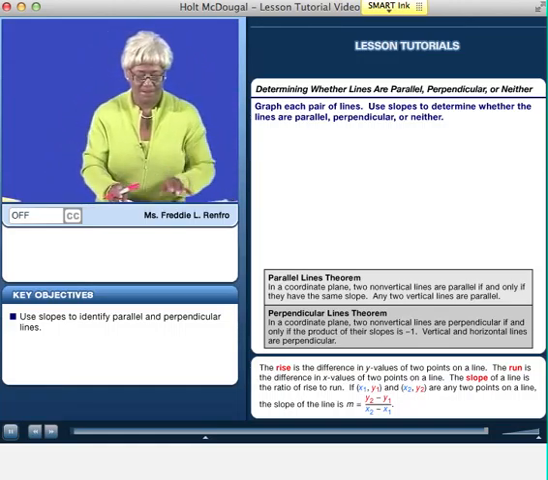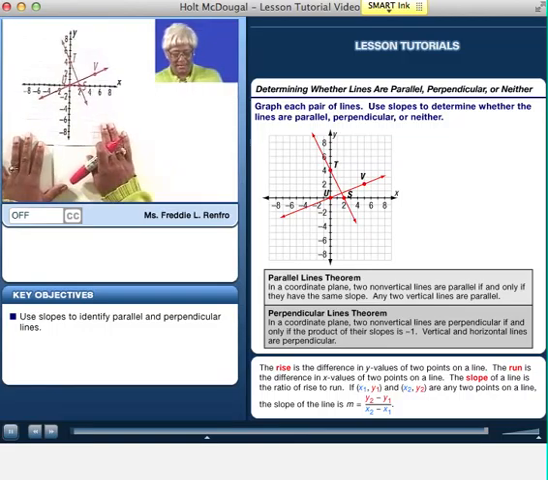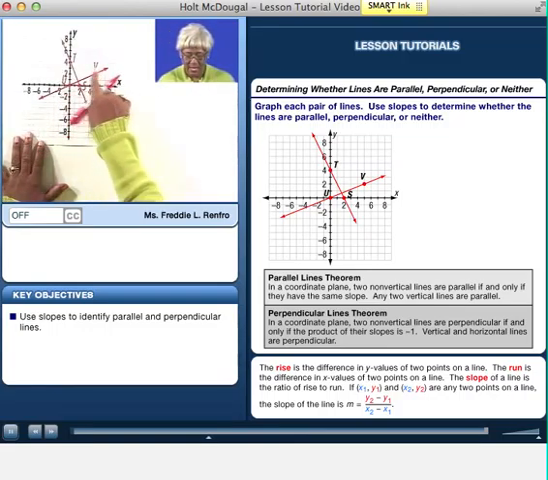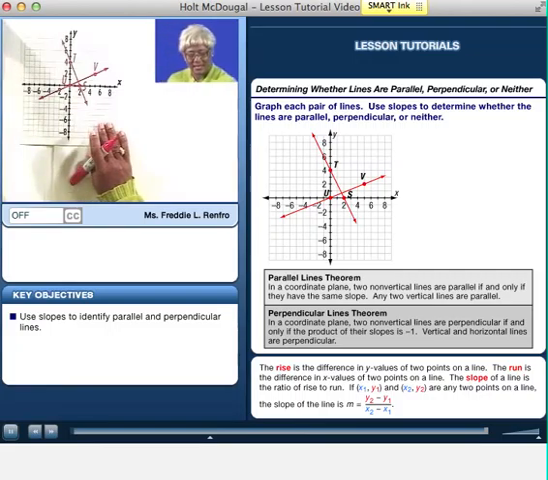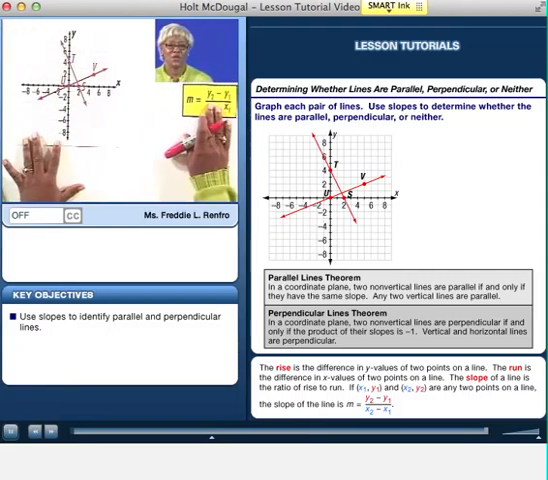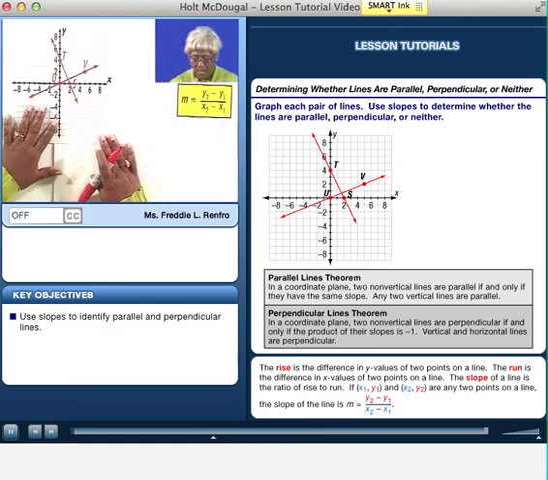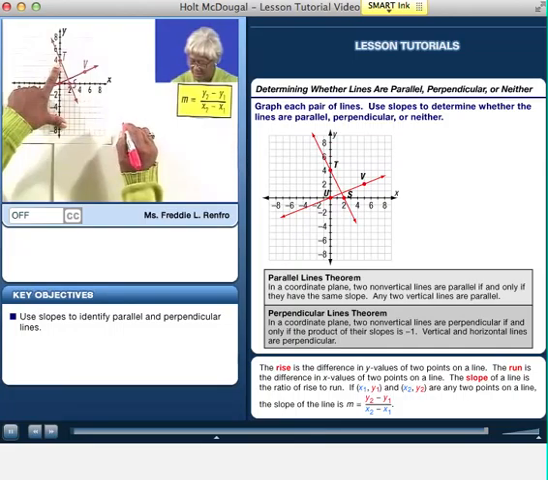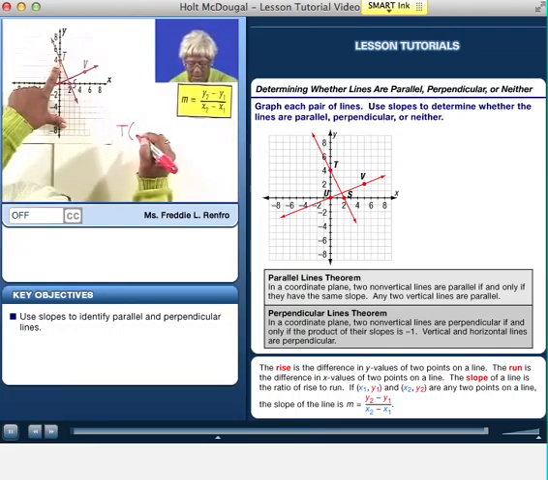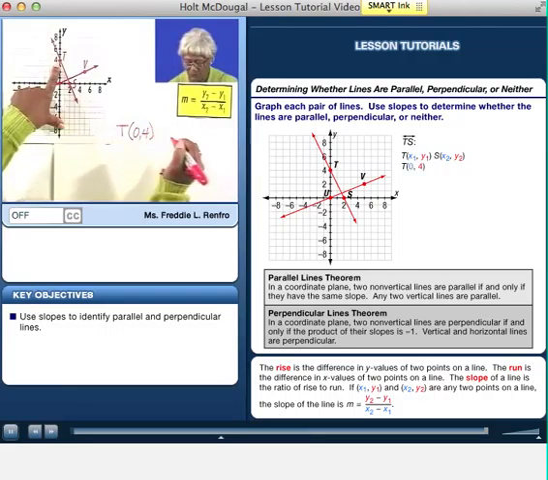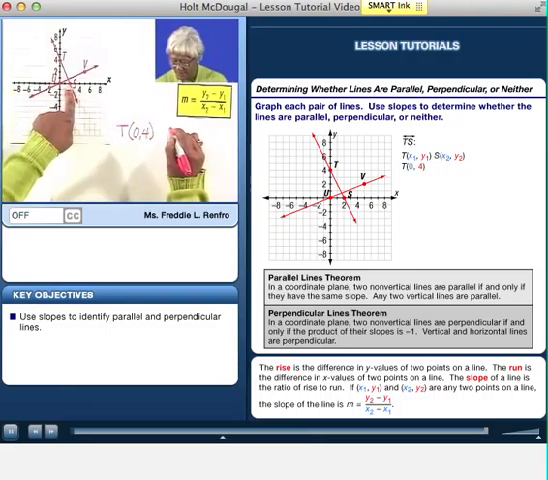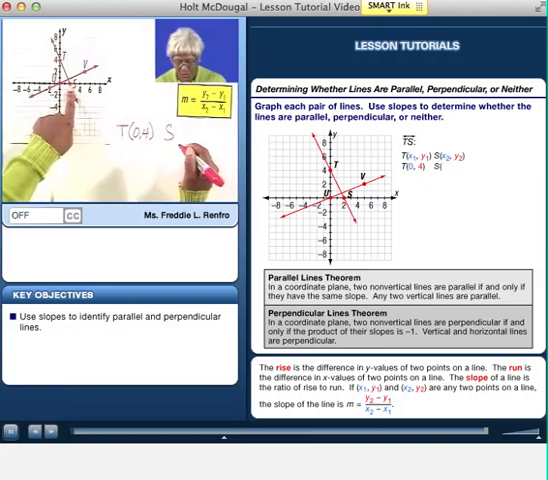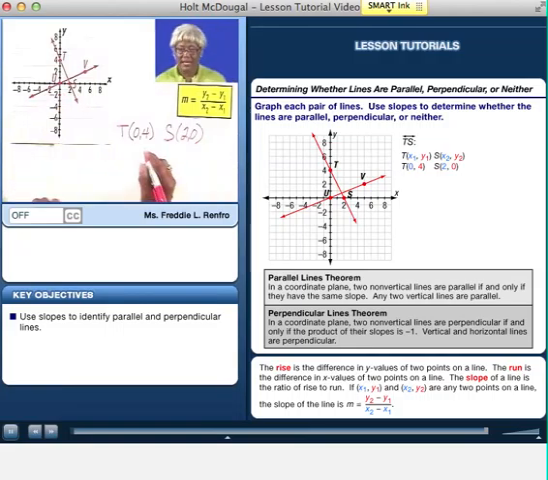Okay, we have two lines, UV and line TS. Let's write this formula over here. Line TS, the coordinates for point T, and go ahead and write those down: 0, 4, and point S, 2, 0. Okay?